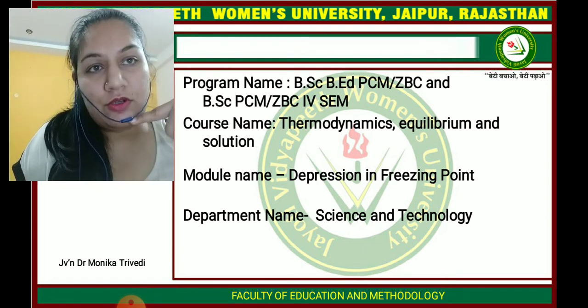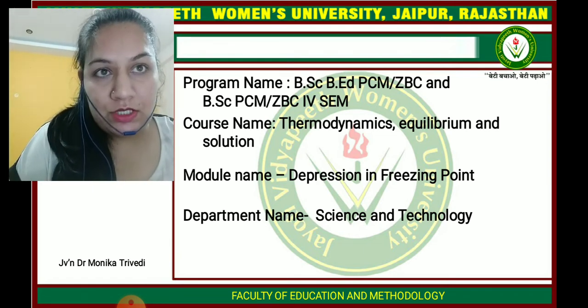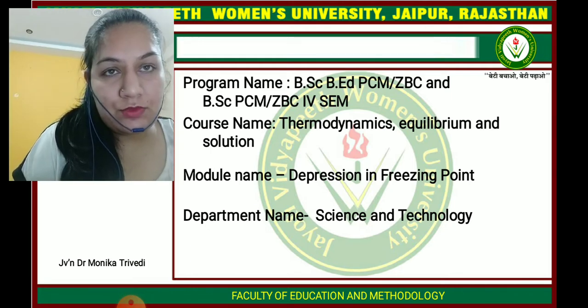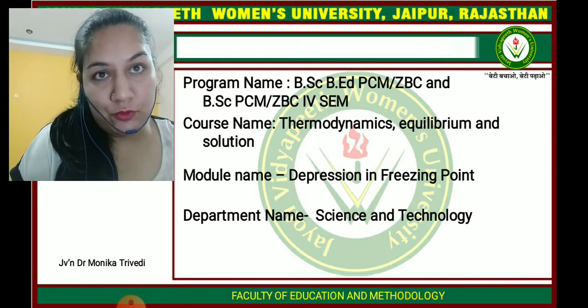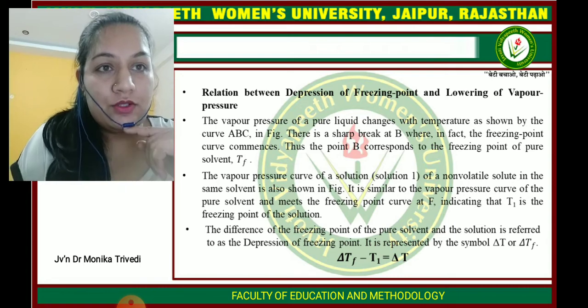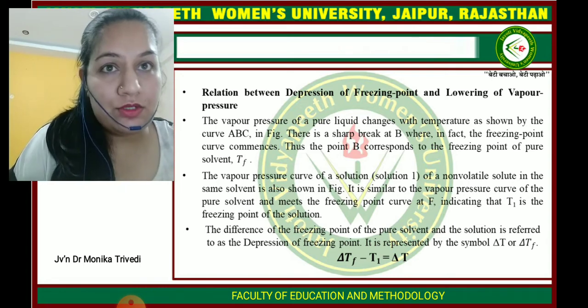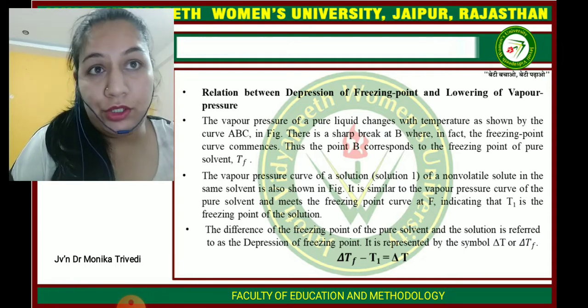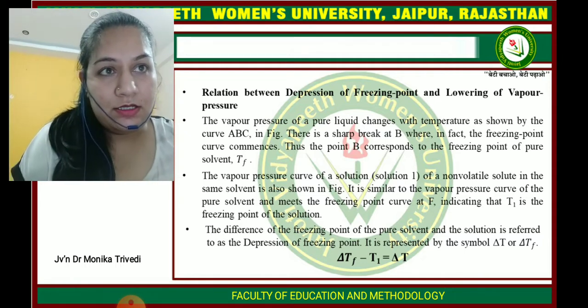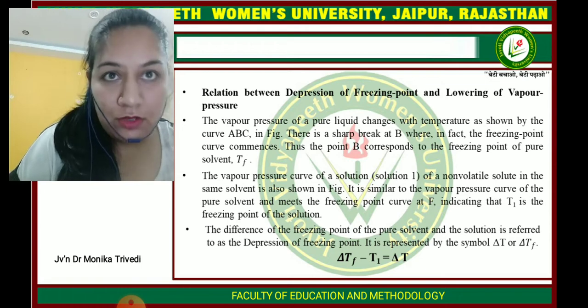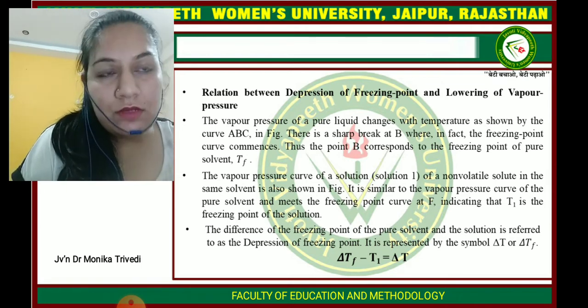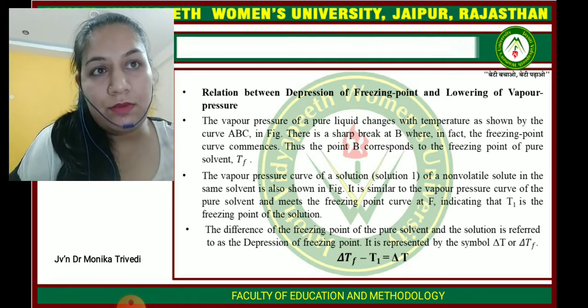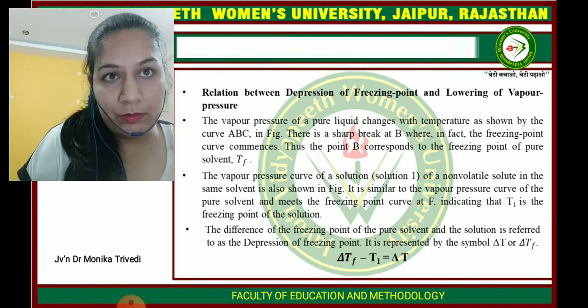Today I am going to teach you about depression of freezing point. This topic belongs to thermodynamics, equilibrium and solution of BSc PCM ZBC of 4th semester. In previous classes we have learned about lowering of vapor pressure and elevation of boiling point. Today we have to learn about the depression of freezing point, which is the relationship between depression of freezing point and lowering of vapor pressure.